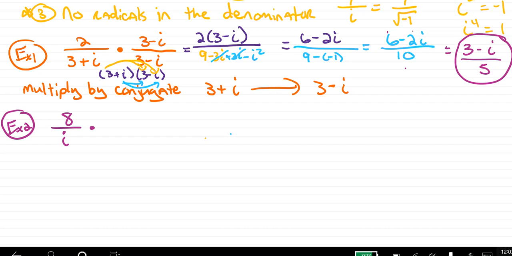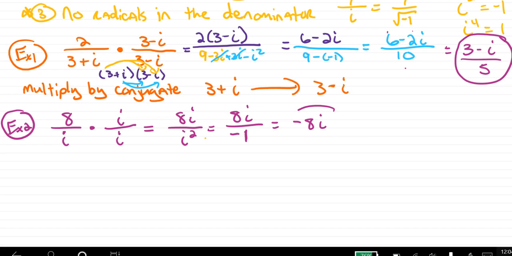So we're going to fix that by multiplying by I. I know that if I multiply by I top and bottom, it's the same as multiplying by 1, so it's not changing my final answer, so it's legal. And if I multiply this, I'll end up with 8I on the top, and in the denominator, I'll have I squared. I'll end up with 8I up top over I squared, which is negative 1. So my final answer here will be negative 8I, because 8 divided by negative 1 is going to be negative 8. And that would be it.